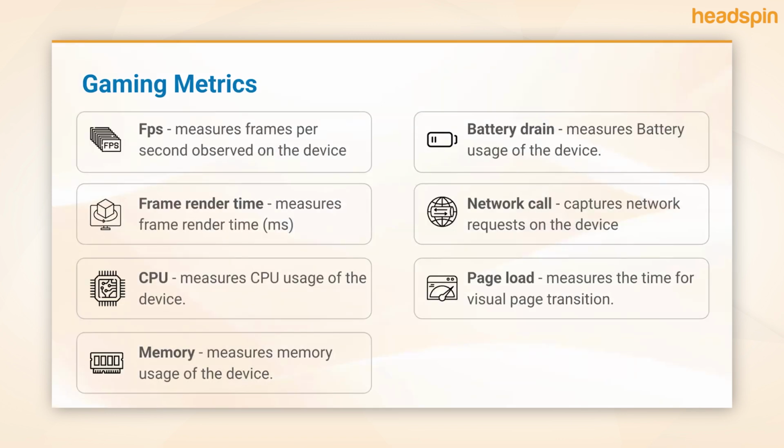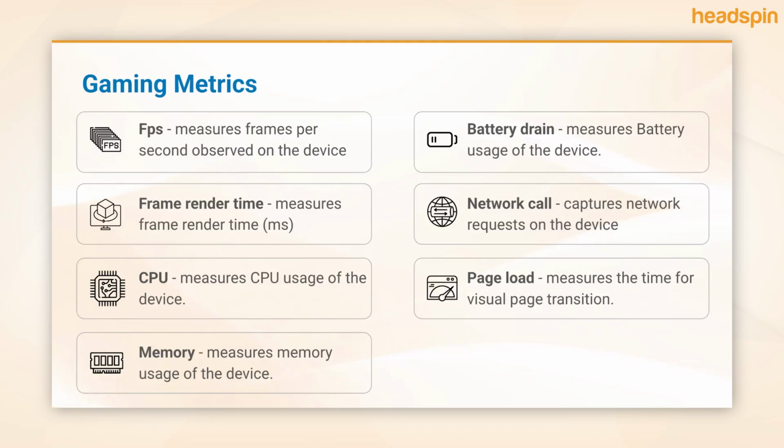So next, I'll be going on to gaming and media gaming metrics. Here there are a few metrics I will show: FPS, frame render time, CPU, memory, battery drain, network calls, and page load. While you're testing your game, you would also like to understand your frame rate. Frame rate is crucial while your game applications are running. If you have very low frame rates, the user might get a bad experience where your application takes time to load, or displays frame by frame, which will be a bad experience for the user.